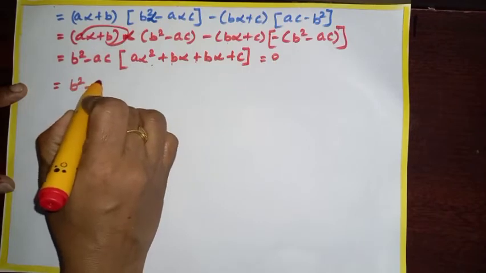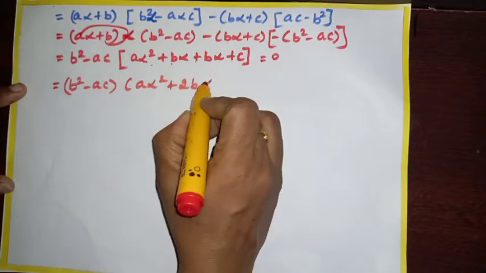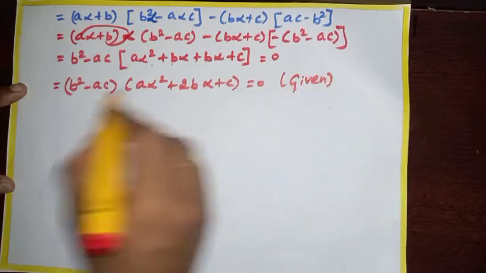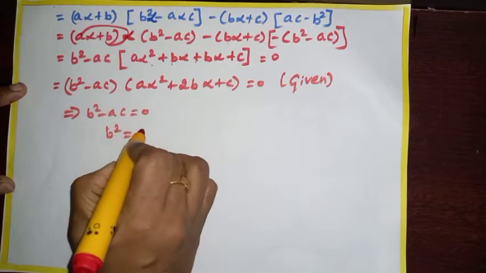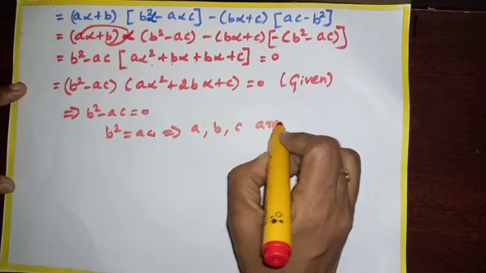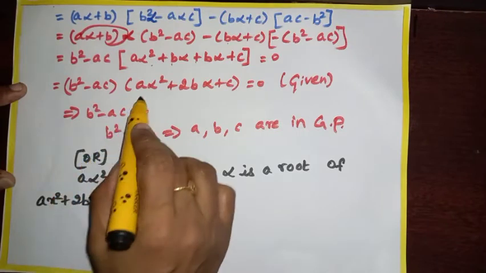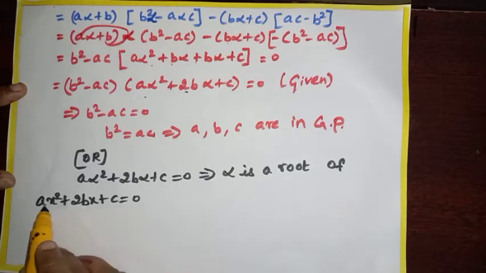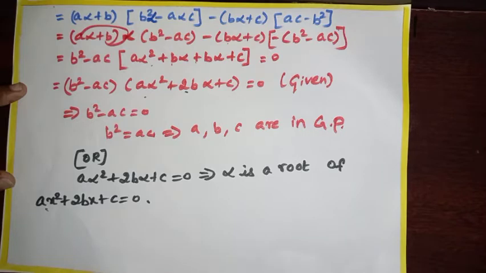B square minus AC into A alpha square plus 2B alpha plus C equal to 0 is given. Now equate B square minus AC equal to 0. Then we have B square equal to AC, which implies A, B, C are in GP. Or A alpha square plus 2B alpha plus C equal to 0, which implies alpha is a root of AX square plus 2BX plus C equal to 0.